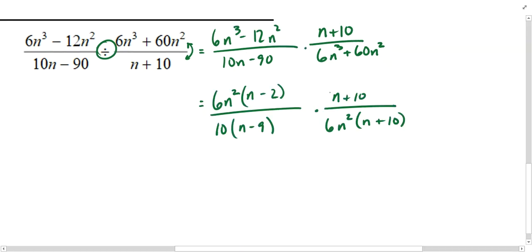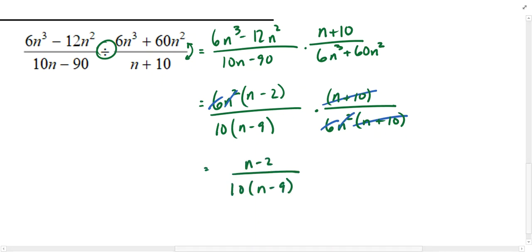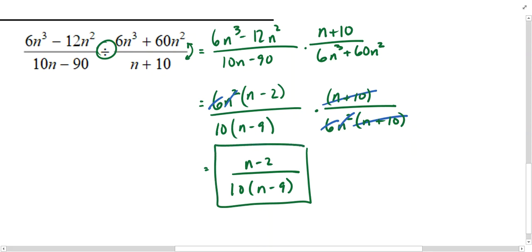And here's the result after our first step of factoring. Now I'm going to look for those common factors that will cancel. N plus 10, we'll take that. N plus 10, 6 and 6, n squared with n squared. And it appears that we're just left with an n minus 2 in the numerator and 10 times n minus 9 in the denominator.